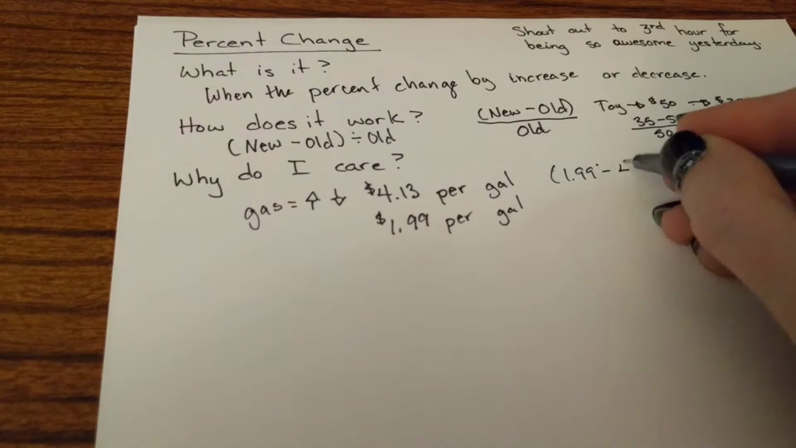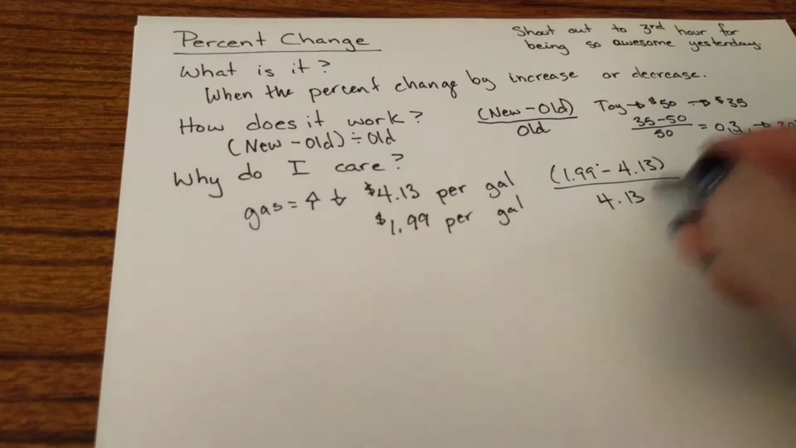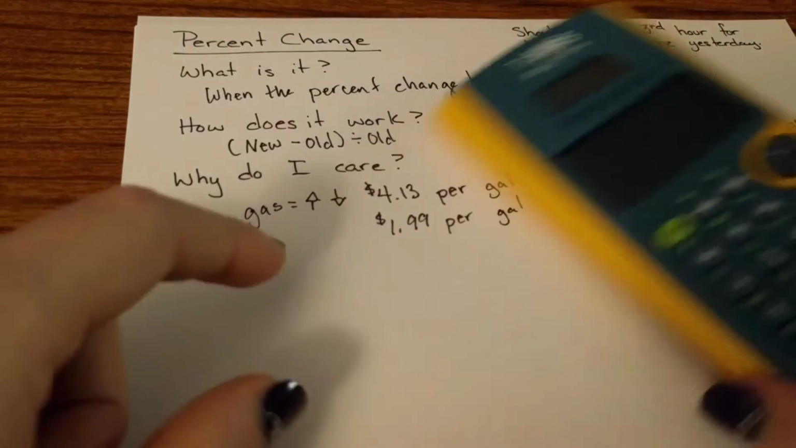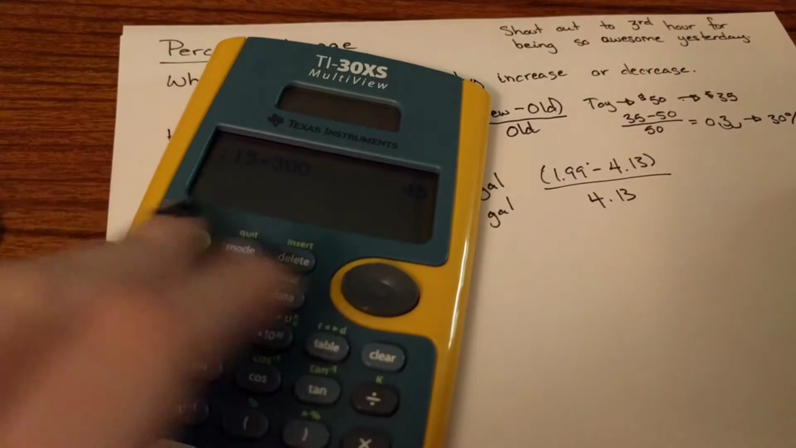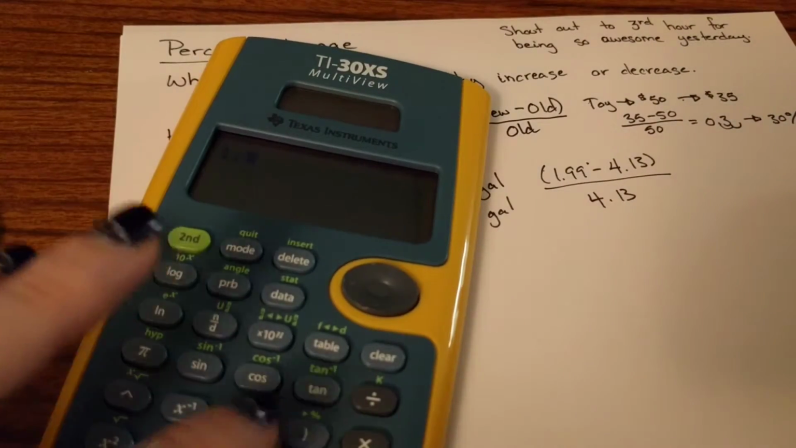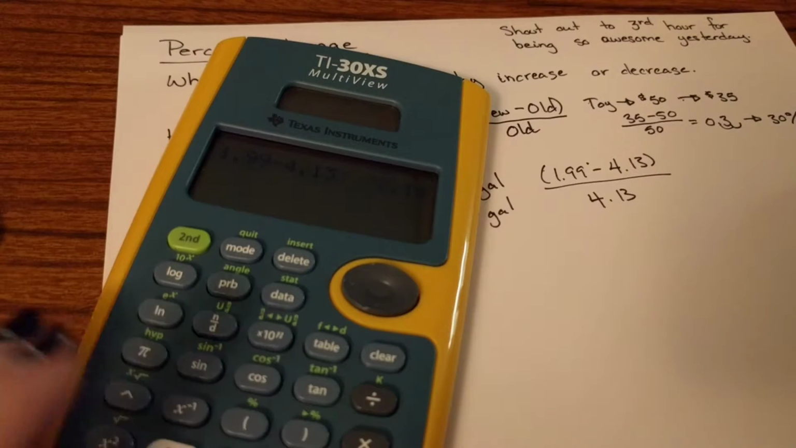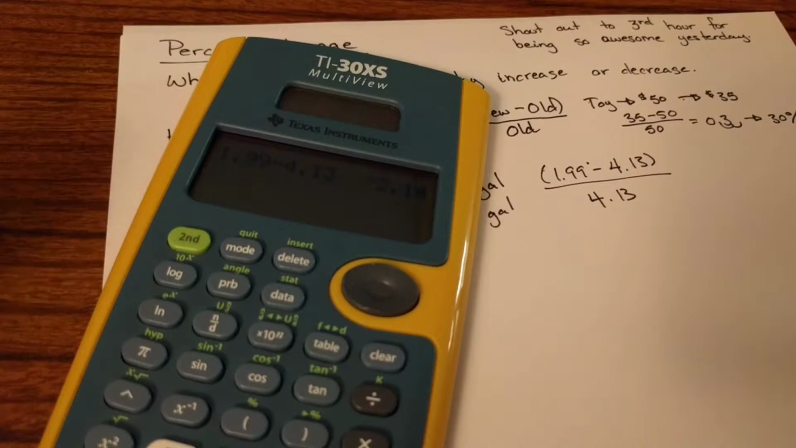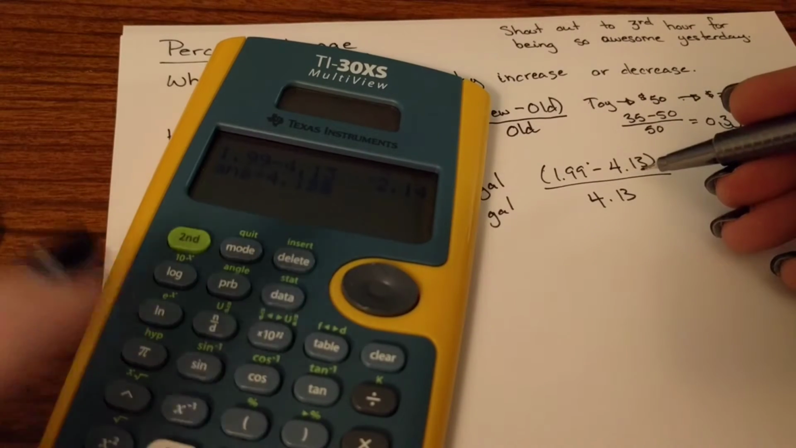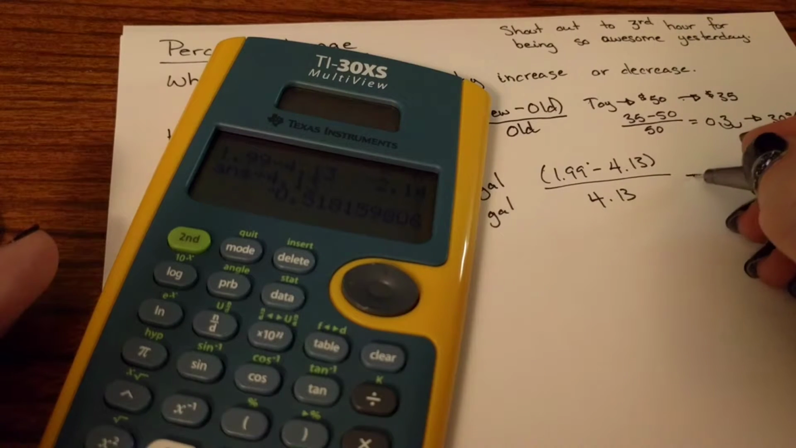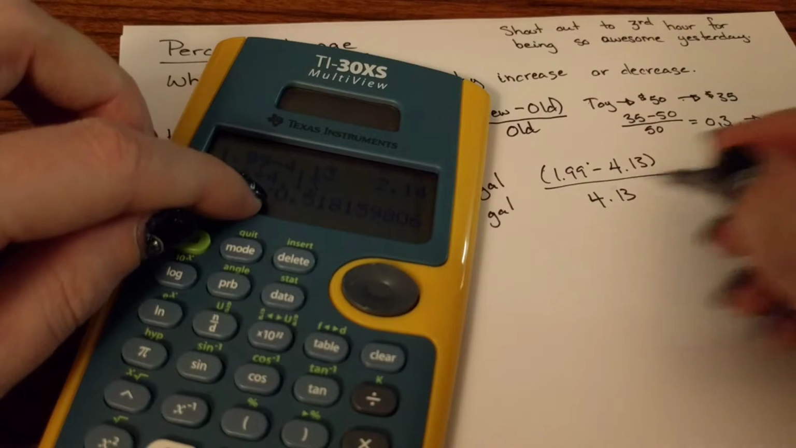1.99 minus $4.13 over $4.13. And if you need to use your calculator, I'll walk you through this real quick. So, let's see, clear that out. So, 1.99 minus 4.13, enter, that gives me a negative number, 2.14, and then I'm going to divide it again by 4.13. It's a negative number, but in this case we don't care about the negative number. We just know that this negative number signals a decrease.